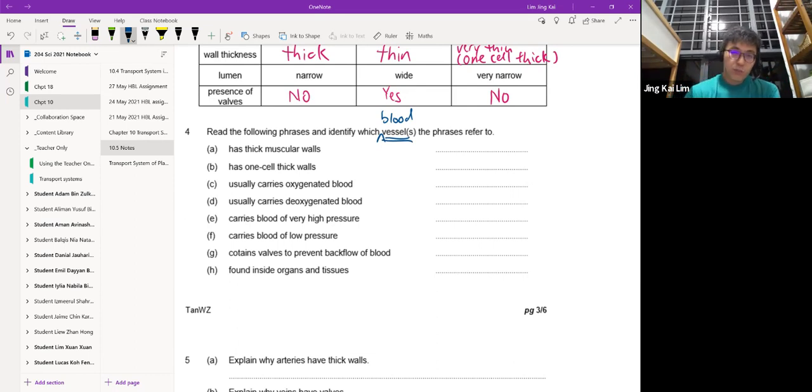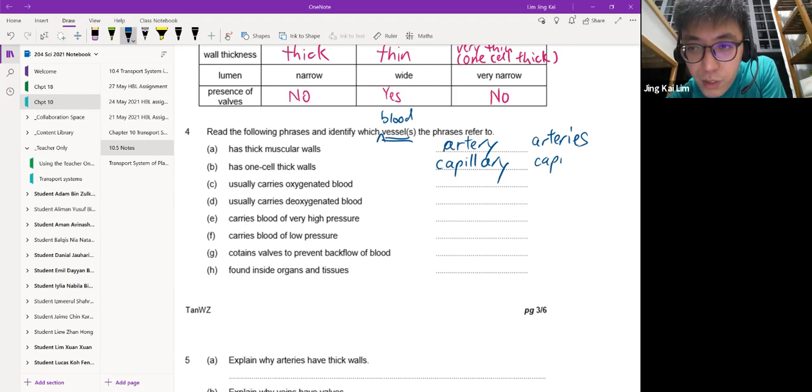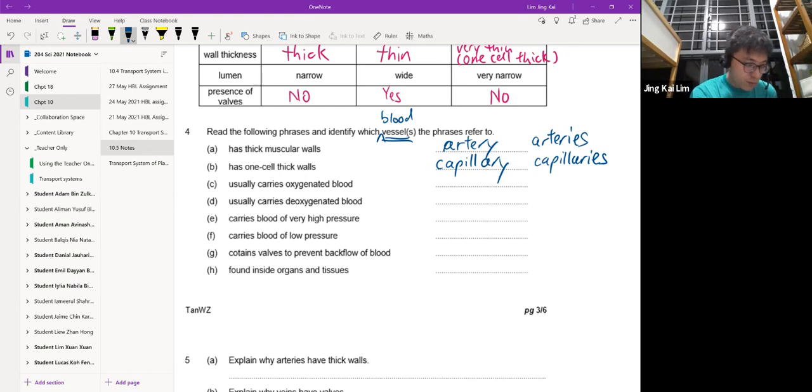Which blood vessel has thick muscular walls? This one will be the artery. Which one has 1 cell thick walls? Capillary. Plural of artery is arteries, change the Y into IES. Plural of capillary is capillaries. But of course, we seldom talk about multiples. We usually refer to them in the singular.